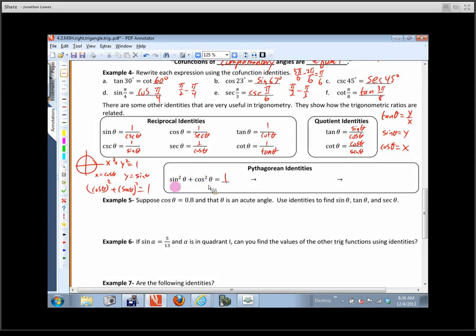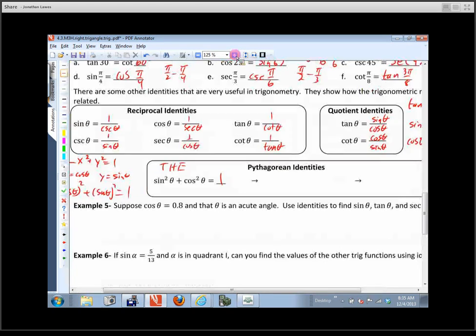And does it matter whether I write cosine first or second? It doesn't, because of the commutative property of addition. I can move things around in an addition problem and it doesn't change the answer. So this is called the Pythagorean identity. So if we said we're talking about the Pythagorean identity, that's the one we're talking about. Okay? You don't have to wonder. In fact, some books will call this the fundamental trig identity. Okay? So that's one that you've got to have memorized.